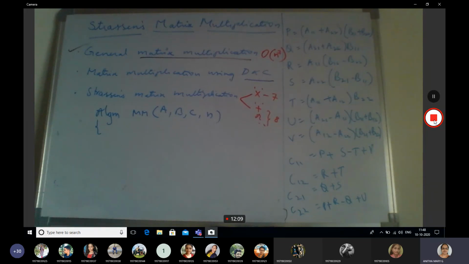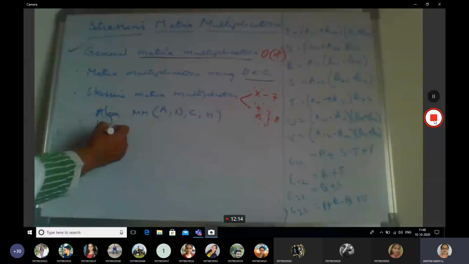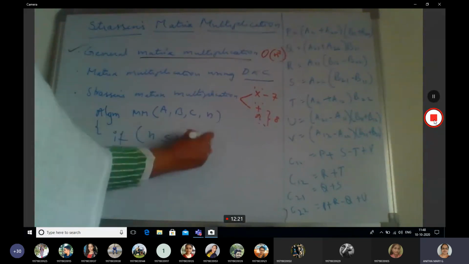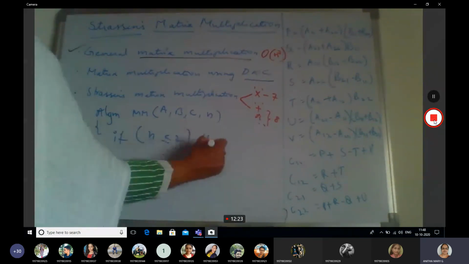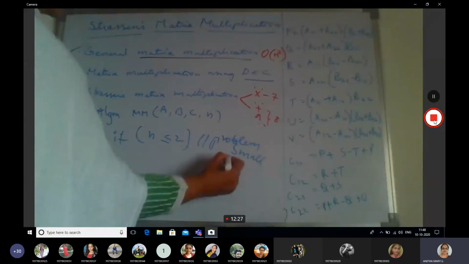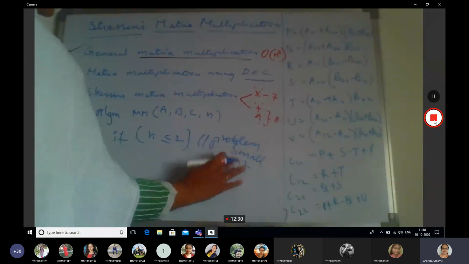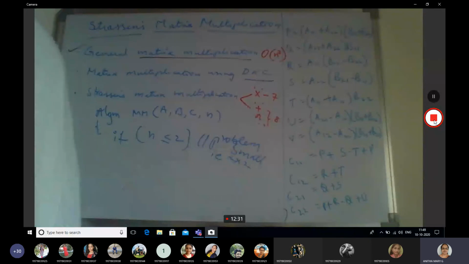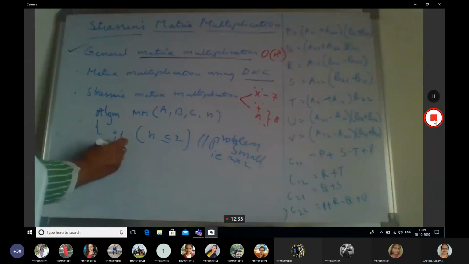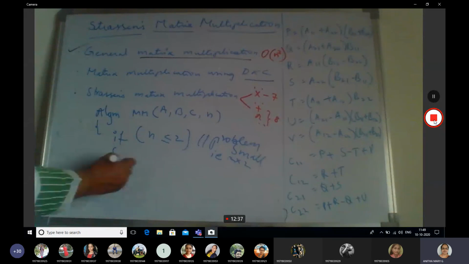Here, when we take the algorithm MatrixMultiplication of all the values, when the problem is small, so if n is less than or equal to 2, I told you the problem is small, so that means 2 by 2 matrix only we consider. Small means 2 by 2 matrix only we consider. And what are all the formulas we can write?